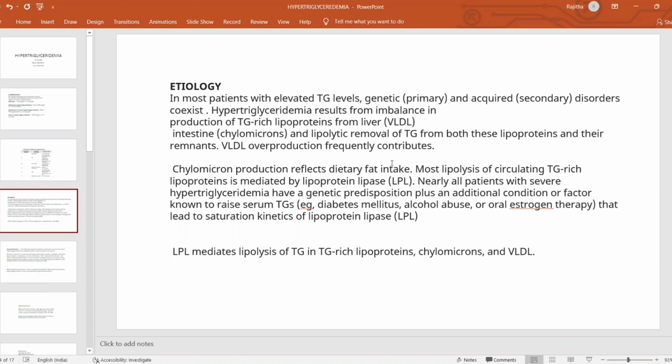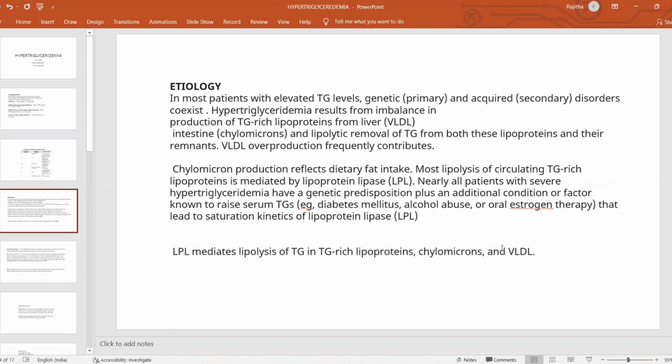So because of the excess production of VLDL from the liver, the second one is chylomicrons from the intestine, and the reduction in the lipolytic removal of TG from both these lipoproteins. So these three factors are contributing to hypertriglyceridemia. And chylomicron production, as already told, reflects dietary fat intake.